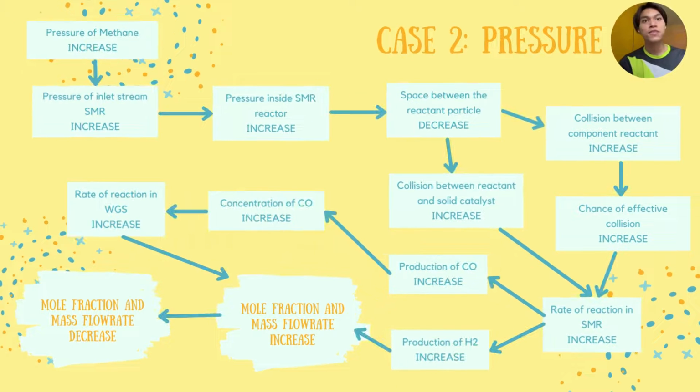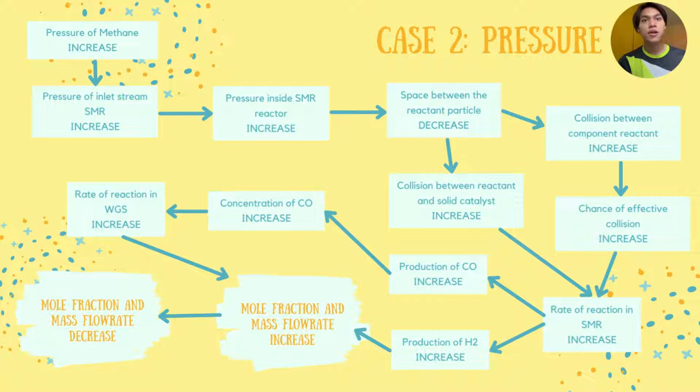The increase in pressure of methane feed can cause the pressure inside the SMR reactor to increase. As the pressure of the reactor increases, the particles inside the reactor are compressed, causing the space between the particles to decrease. Due to the confined spaces, the collision between the particles will become more frequent, thus increasing the chance of effective collision and leading to an increase in rate of reaction in the SMR. The particles also collide with the catalyst more frequently, which also leads to an increase in rate of reaction in the SMR. The production of hydrogen will increase, thus the mole fraction and mass flow rate of the hydrogen will increase.